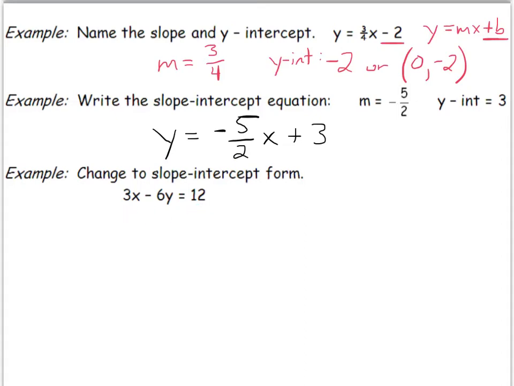Next example, what I want you to do is try changing this equation into slope-intercept form. And I don't know about you, but you realize that with slope-intercept, it's always y equals, and then the x's come first. So try to get this equation to be a y equals equation. Try it on your own, and when you're ready, continue the video.